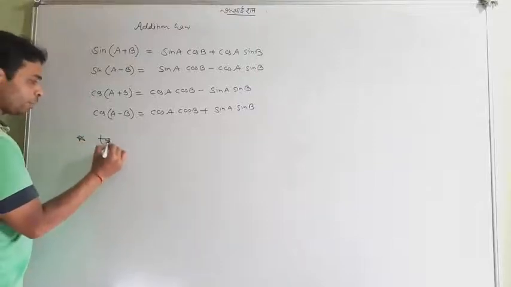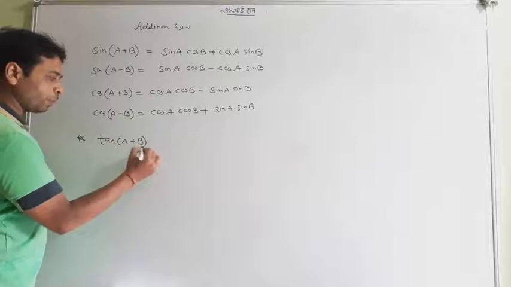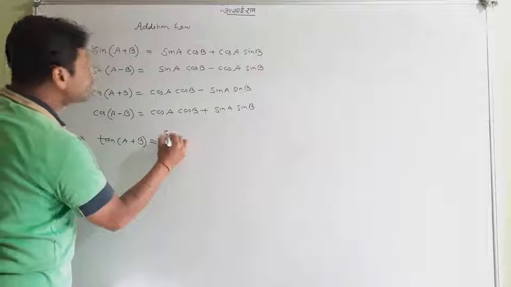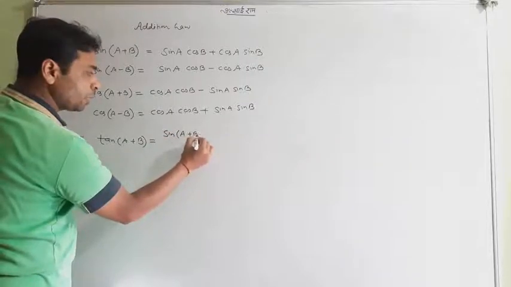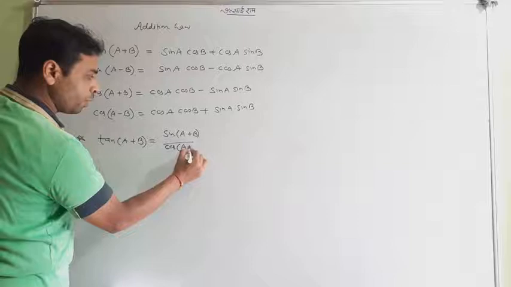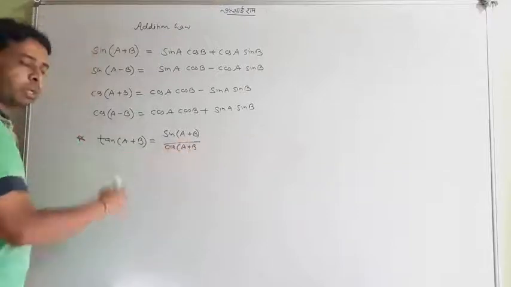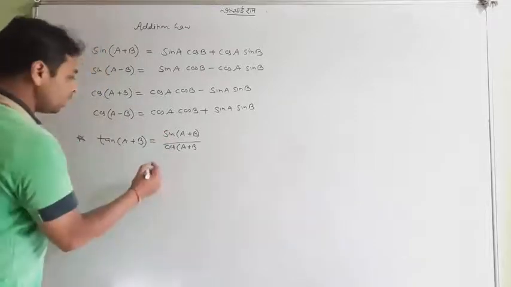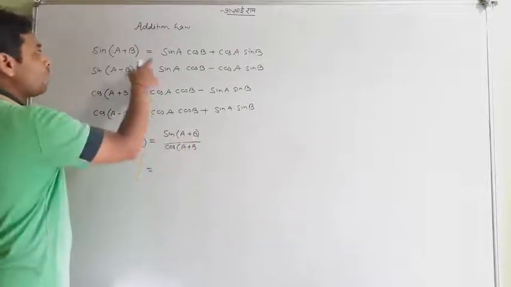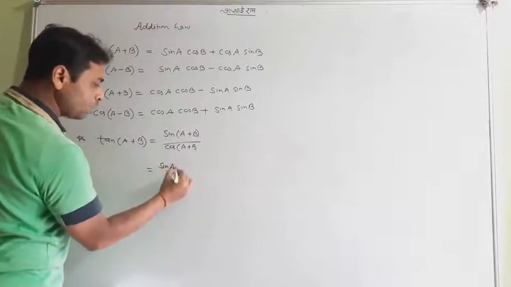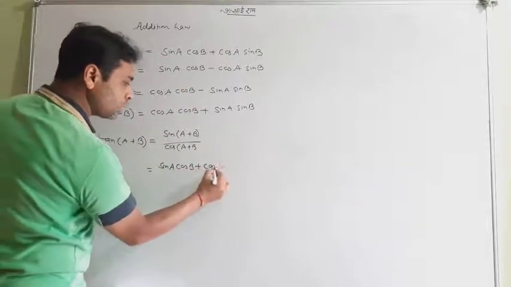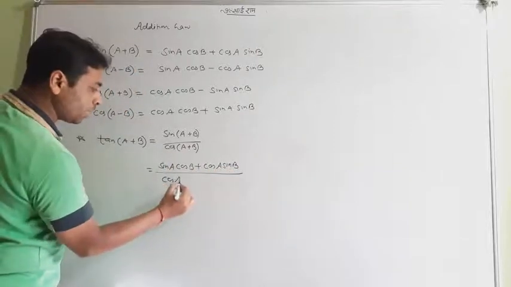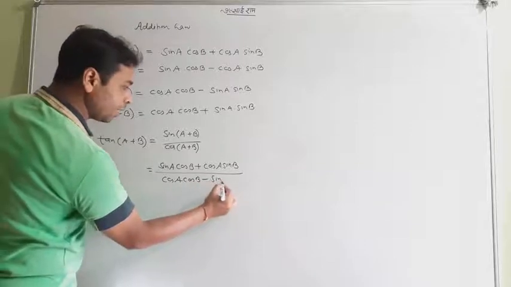Look at tan A plus B. Very frankly, tan means sine upon cos. So tan A plus B, I can write as sine A plus B upon cos A plus B, because sine upon cos is equal to tan. Now you can put in the values. Sine A plus B is sine A cos B plus cos A sine B, and upon cos A plus B, meaning cos A cos B minus sine A sine B.